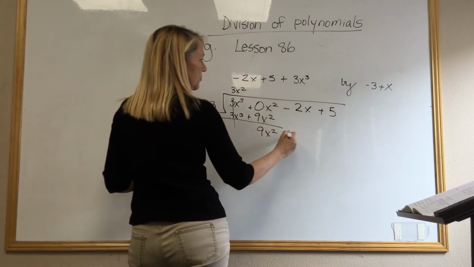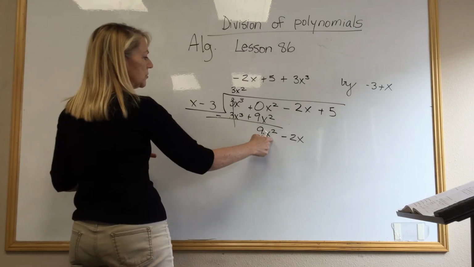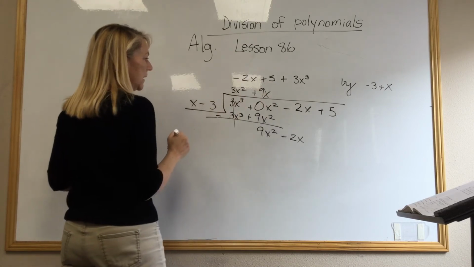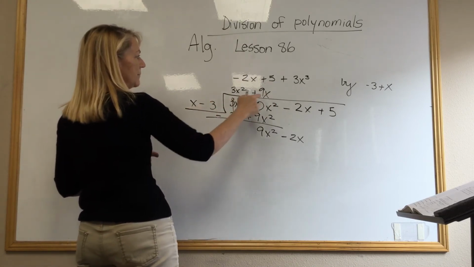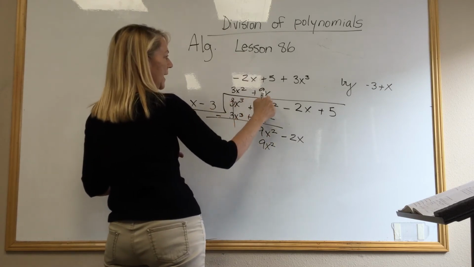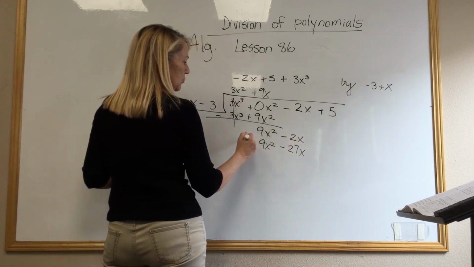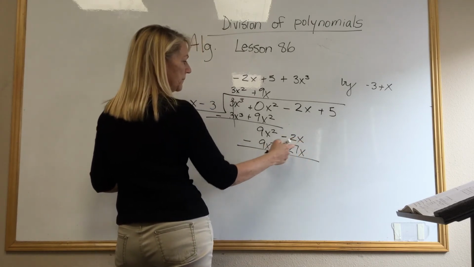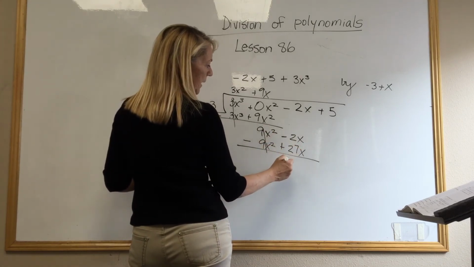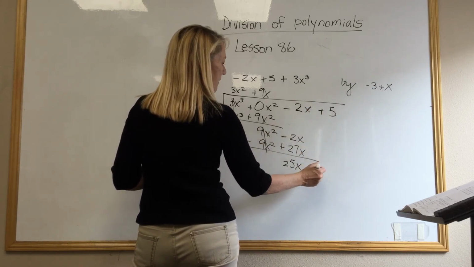Bring down my 2x, and I've got 9x squared divided by x is 9x. Now I multiply. X times 9x is 9x squared. Negative 3 times 9x is negative 27x. Subtract. Change the sign. That cancels out, and so that would be positive 25x. Bring down the plus 5.